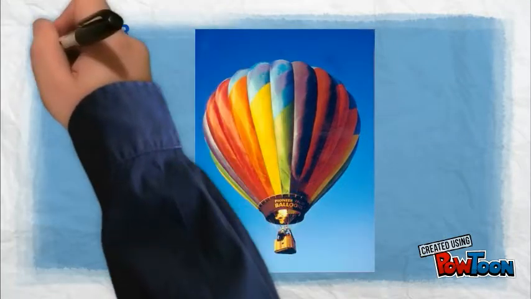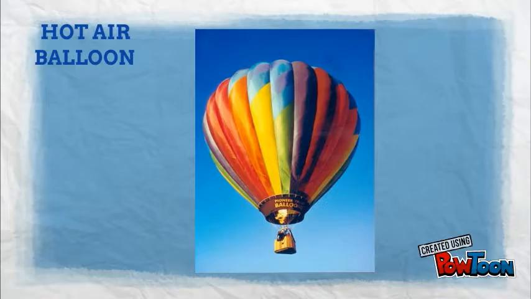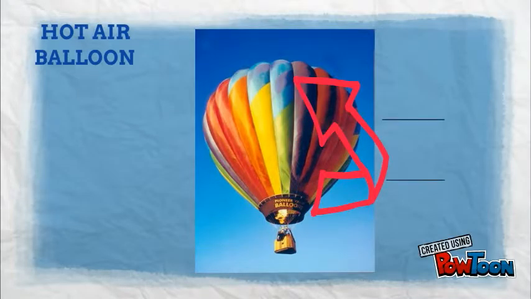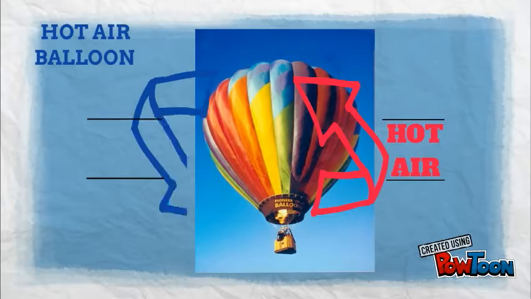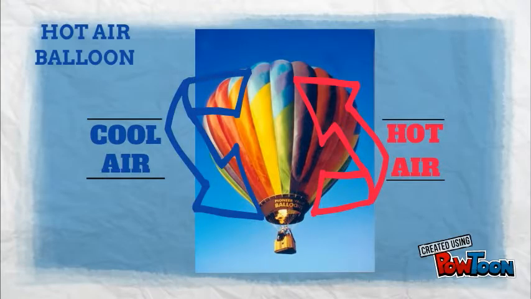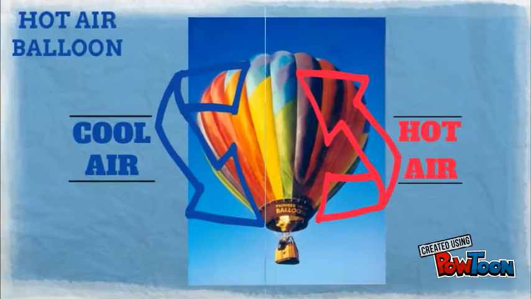Now considering our second example on the hot air balloon, the heater inside the balloon heats the air and so the air moves upward. This causes the balloon to rise because the hot air gets trapped inside. When the pilot wants to descend, he releases some of the hot air and therefore the cool air takes its place, hence causing the balloon to lower.